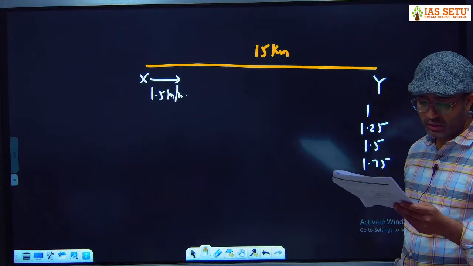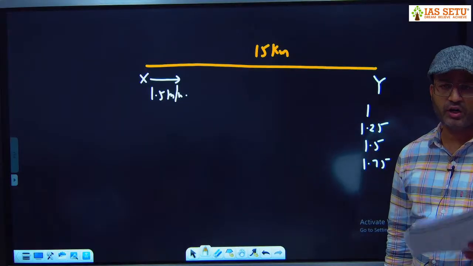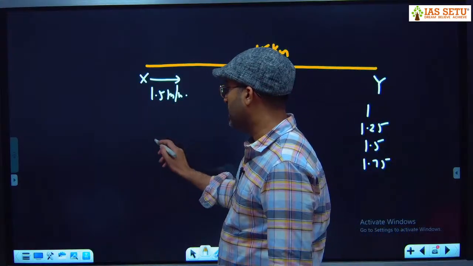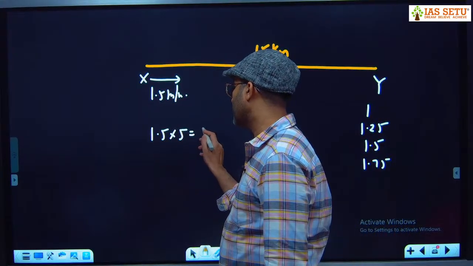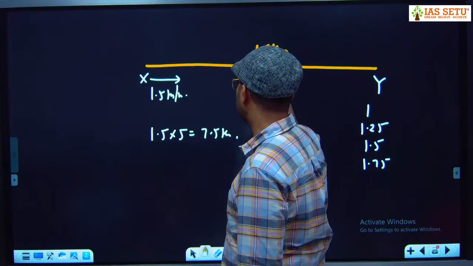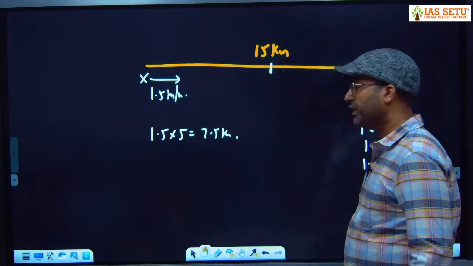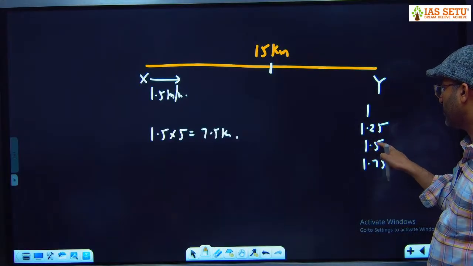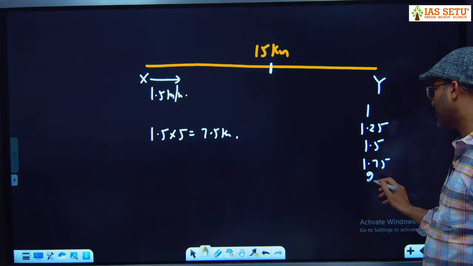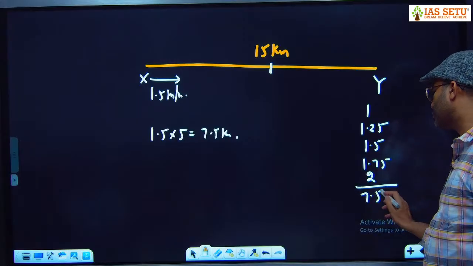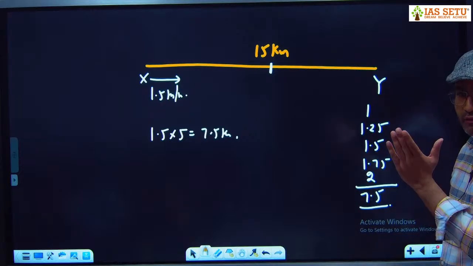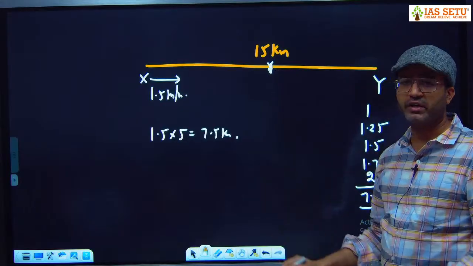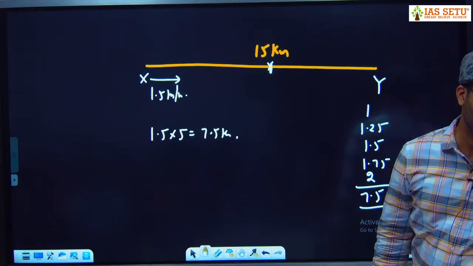Now we check statement number 1, they take 5 hours to meet. Let us check. In 5 hours, what is the distance covered by X? 1.5 into 5, 7.5 kilometers. So X will reach midway. In 5 hours, what is the distance covered by Y? 1 plus 1.25 plus 1.5, 1.75 plus 2. If you add, it is also coming 7.5. So half distance covered by X, half distance covered by Y. So they will meet after 5 hours. Perfect. Statement number 1 is correct.